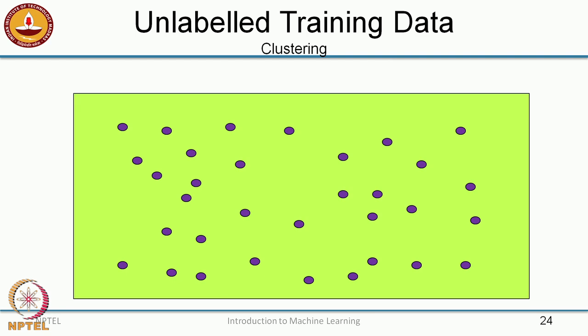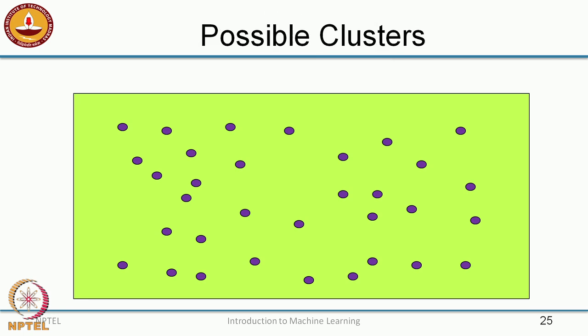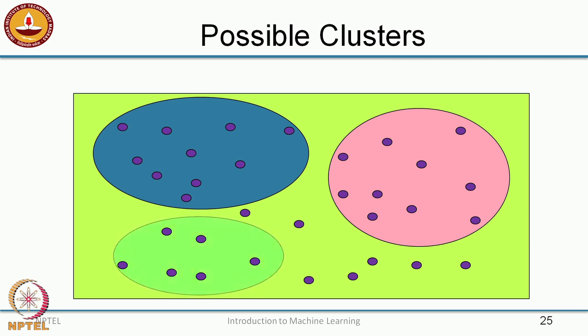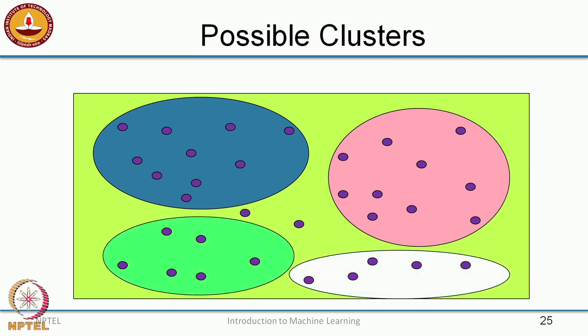We will look first at the problem of clustering, where your goal is to find groups of coherent or cohesive data points in this input space. Here is an example of possible clusters. Those set of data points could form a cluster, and those set of data points could form a cluster, and again those and those. So there are four clusters that we have identified in this setup.